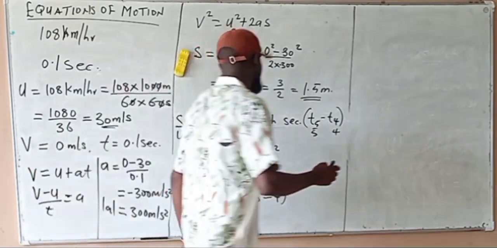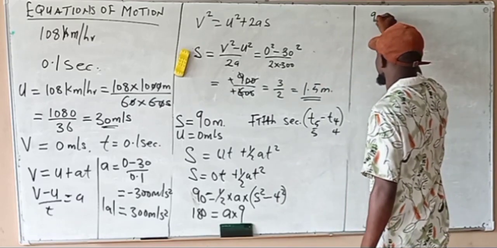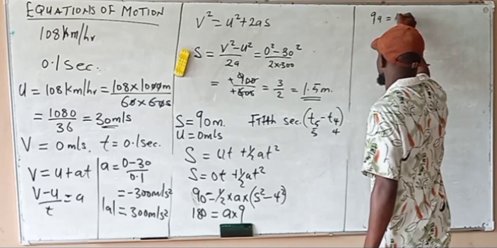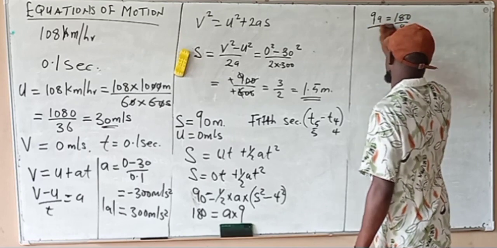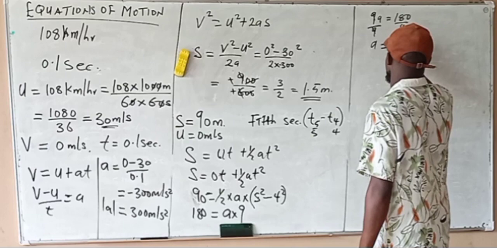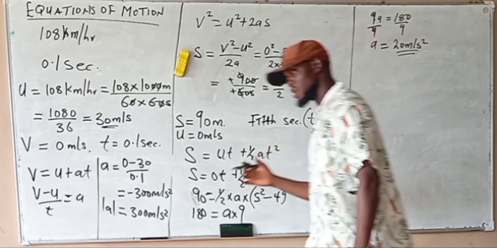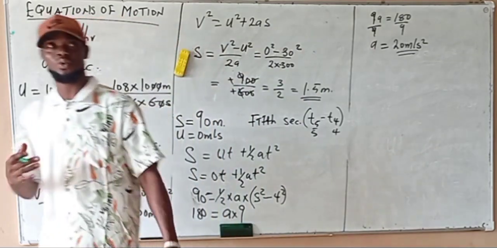So the next thing we are going to do here, we have 9a equals 180. We divide both sides by 9, so we cancel this, and a will be 20 meters per second squared. That's what we're going to have. The acceleration of the body is 20 meters per second squared.